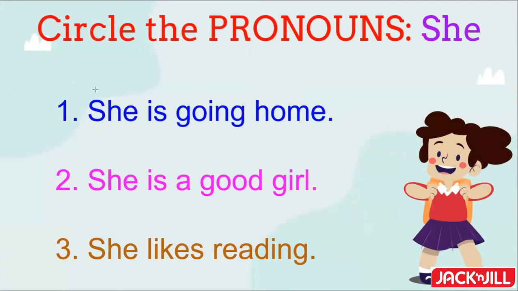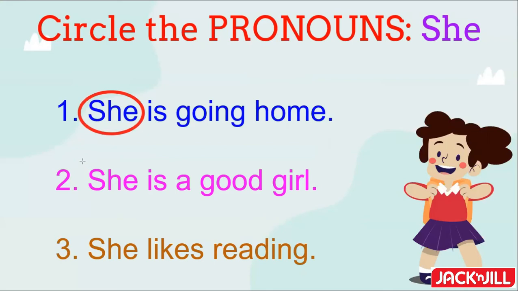Here, you have to circle the pronouns of she. Look at this girl. This girl is having beautiful hair. Yes? Shall we read the first sentence? She is going home. What is the pronoun used here? Yes, she is the pronoun. Shall we circle the word she? Very good.